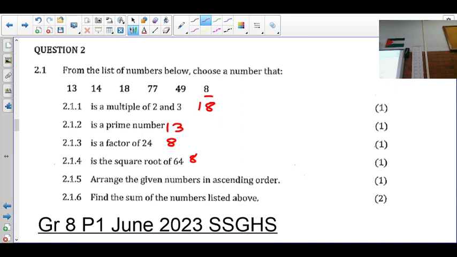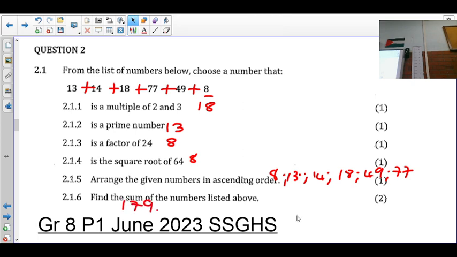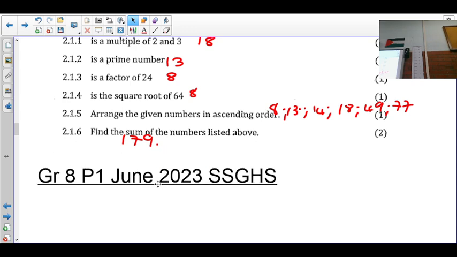Okay. Arrange the given numbers in ascending order. People, what's ascending? Smallest to biggest. So it's going to be 8 first. Right? 8, 13, 14, 18, 49 and 77. Yes, that's correct. Find the sum of the numbers listed above. What does sum mean? You must add it. So 13 plus 14 plus 18 plus 77 plus 49 plus 8 will give you an answer of 179. Okay, if you guys understand, each one is worth 1 mark, barring 2.1.6, which is 2 marks.